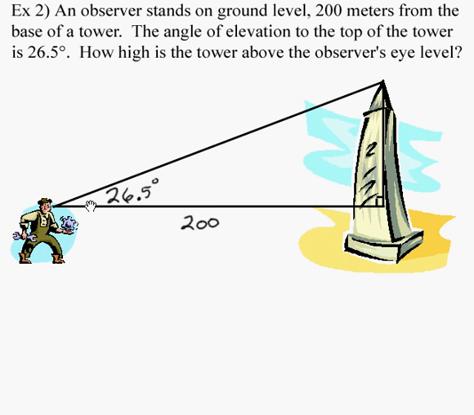You're 200 meters away. In my view, and we're not going to do this whole thing, but in real life, if you wanted to know how tall the tower was, once you found this height, then you would have to add the height from where your eyes are above the ground. Or simply you could just lay on the ground and then look up and avoid that situation altogether. All right, but from here, we've got 26.5 degrees.